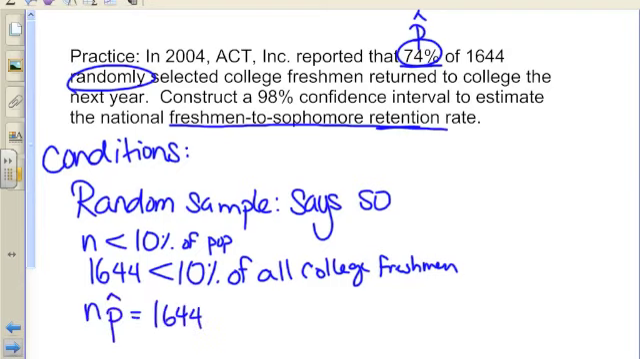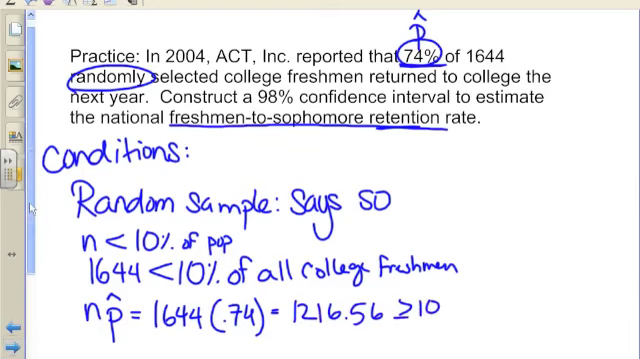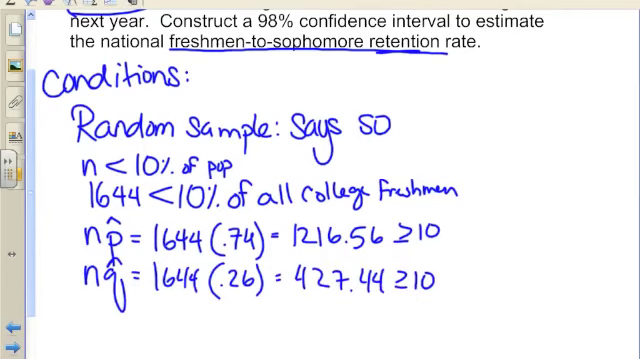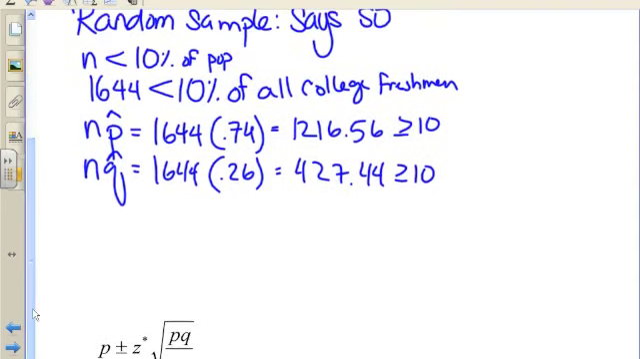And then my np hat, don't forget that hat. I have 1,644 as my sample size, times my sample proportion, that's this here, the 74%. When I put that in my calculator, I actually got a decimal. It tells me they probably rounded that percentage. Well, 1,200 is still bigger than 10, so we're good there. And nq hat, that's just going to be whatever's left over. So that's 427.44. That's still greater than or equal to 10. So all my conditions are met. So I'm ready. I can go ahead and calculate my confidence interval.